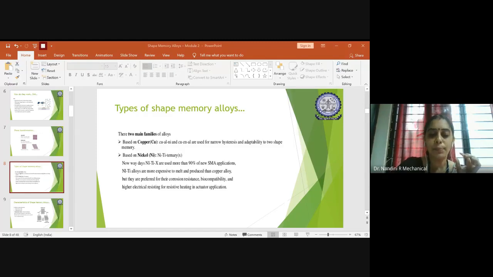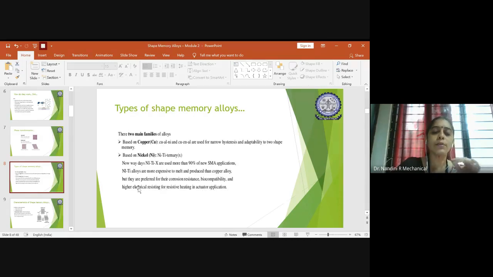So resistance to corrosion will help you to use this alloy for a longer period of time. Apart from that, it is biocompatible. The main thing is it has to be biocompatible. Then you can use it for any bio applications related to biomedical also, sometimes if it is in need. And thirdly, another plus point is it has higher electrical resistivity, okay, for heating in actuator applications. So this again relates to our piezo material. Okay, so it has high electrical resistivity for actuator applications.